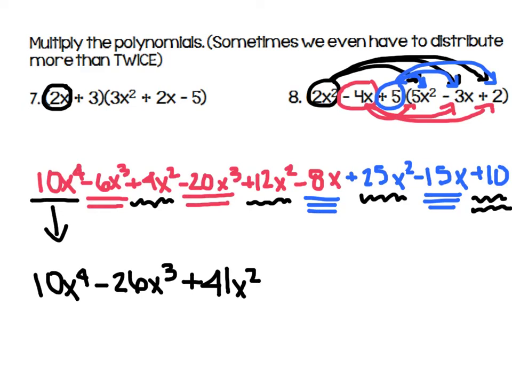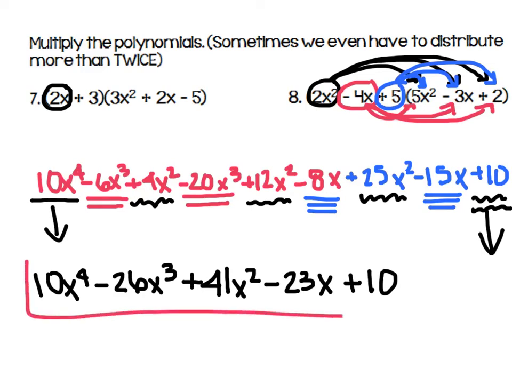And then, what is the last thing we need to combine? The negative 8x with the negative 15x. And that would give us negative 23x. And don't you dare forget about it, that plus 10. Notice our answer, we can't combine anything else. And it's in order. The exponents are in order from the biggest exponent to the smallest exponent.